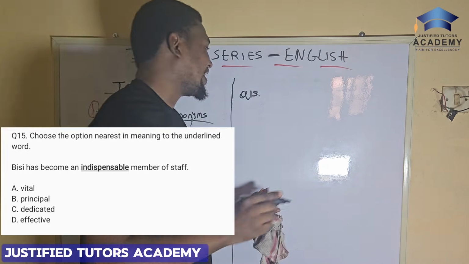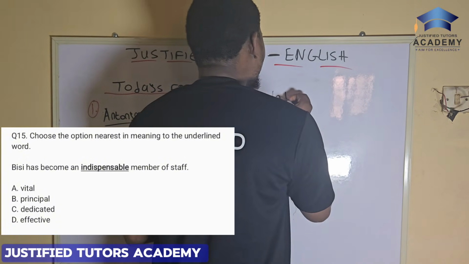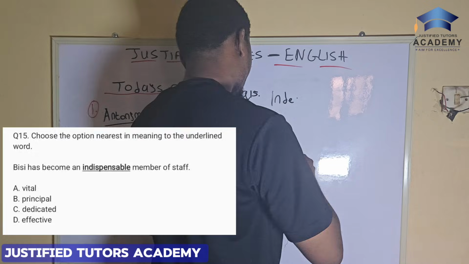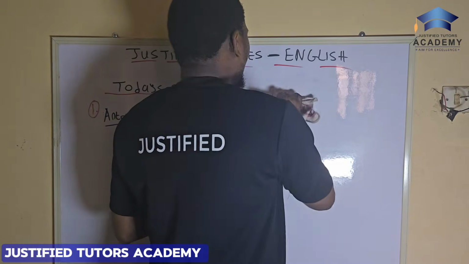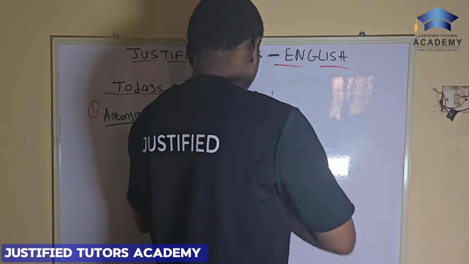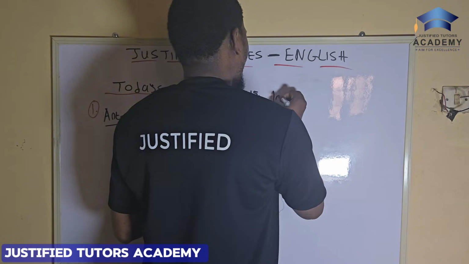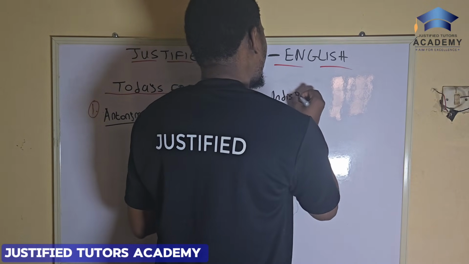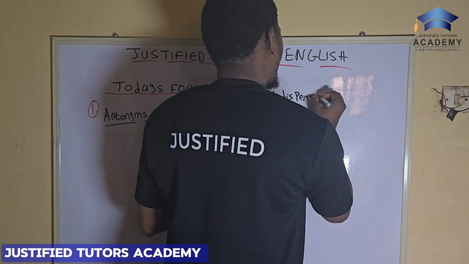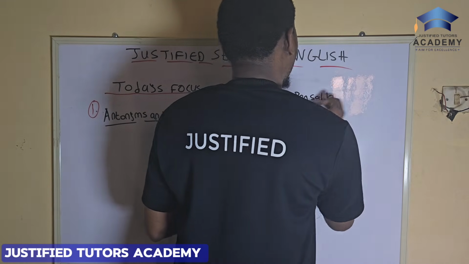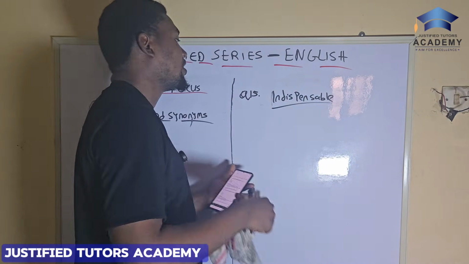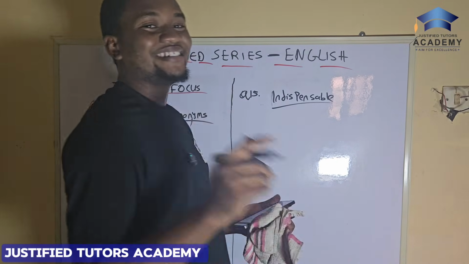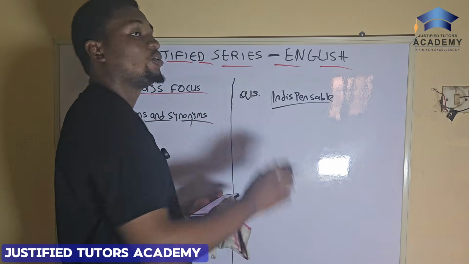Now, the underlined word there is, let me write this here. All right. So it spells indispensable. So this is the underlined word here. Are you with me? So now we have to find the word that is nearest in meaning to this word.